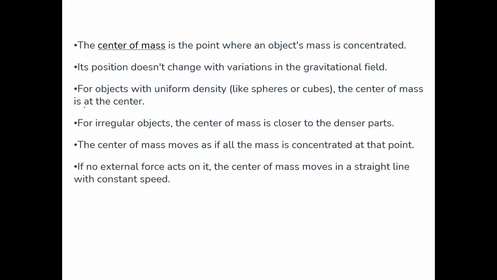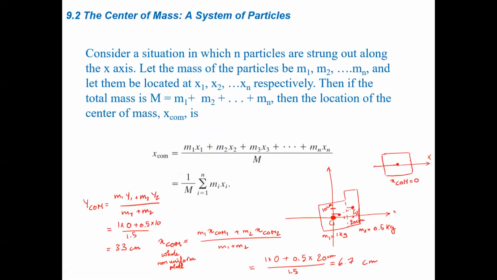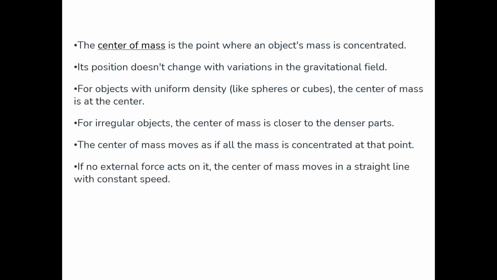So back to our notes, for objects with uniform density, the center of mass is simply at the center of the object. That was the case for the square. The mass is distributed the same everywhere, so the center of mass is just the center of the object. But for irregular objects, such as the plate arrangement that I did in the previous slide, the center of mass is closer to the denser parts.